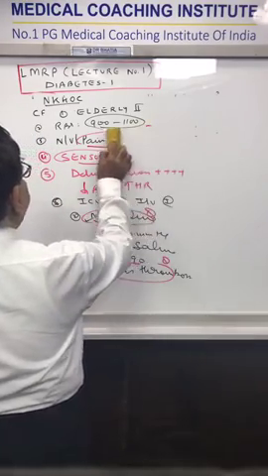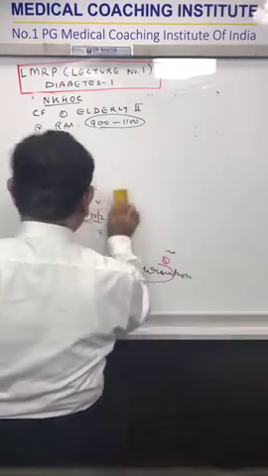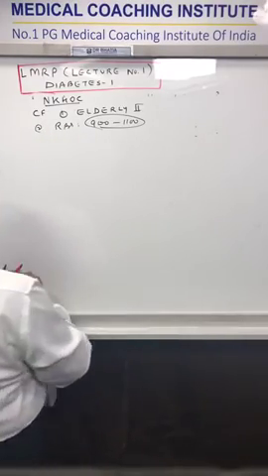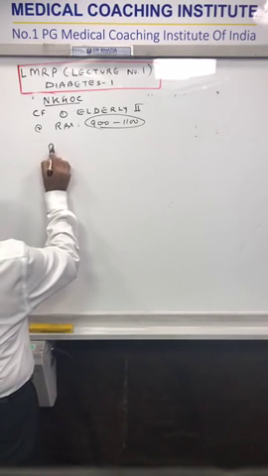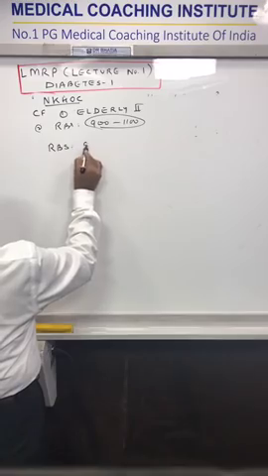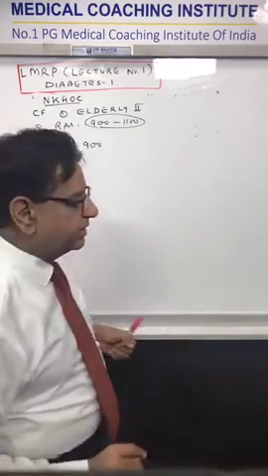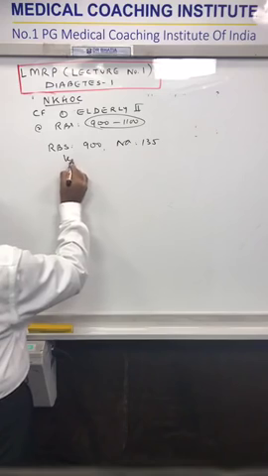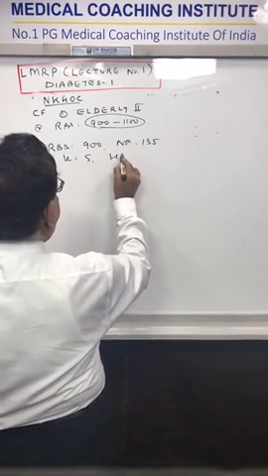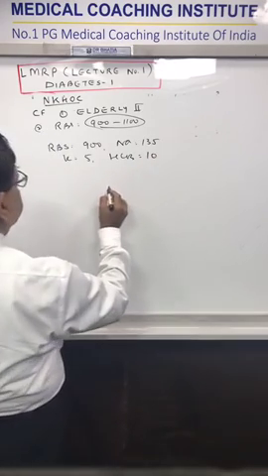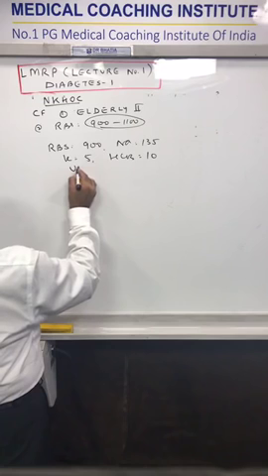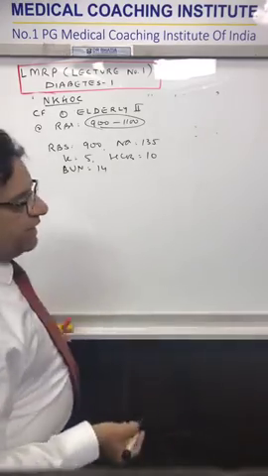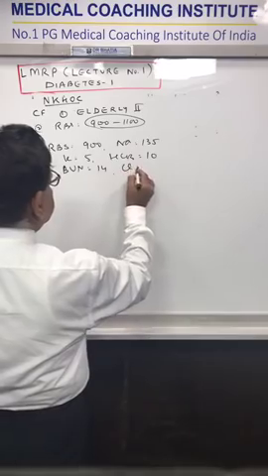Now I have a simple question for you. This question comes almost every year. I have one patient whose blood sugar is 900 milligram%, sodium is 135, potassium is 5, bicarb is 10, BUN is 14 milligram%, chloride 104.